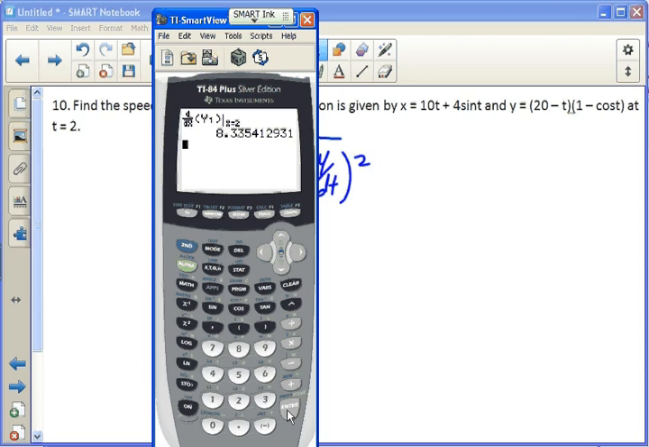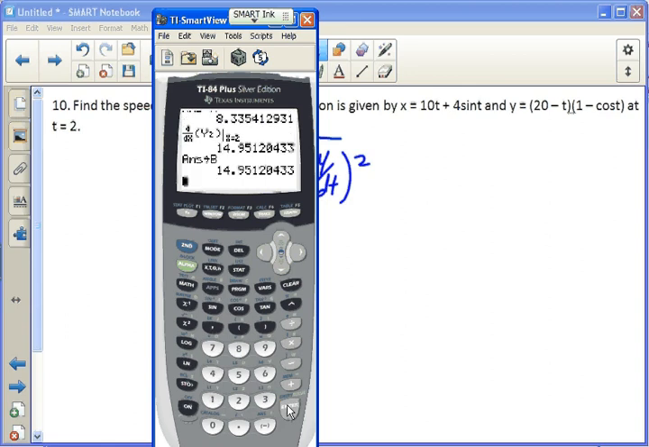Now I'm going to store this value as a. You can store it as whatever letter you want. But that's my derivative of x with respect to t when t equals 2. Let's do the same thing now for the other equation. Go to vars, y vars, function. We plugged that one into y2. We evaluate it at 2. And we get 14.95. We need to store that, so store that as b.